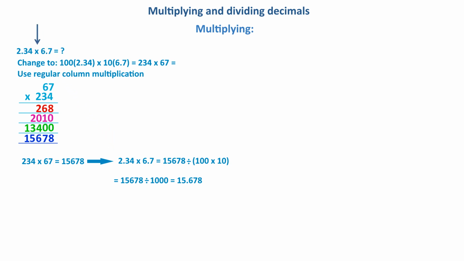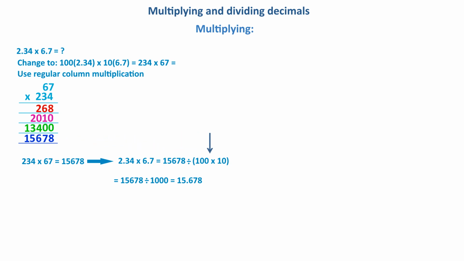The process there is that we start with 2 decimals multiplied by each other. We then multiply those decimals by tens, hundreds, thousands to make them both whole numbers. Use regular column multiplication to multiply these numbers together. And then finally, once we've got an answer from our column multiplication, we divide that by the 2 numbers that we multiplied by at the start. Just a little tip for you.